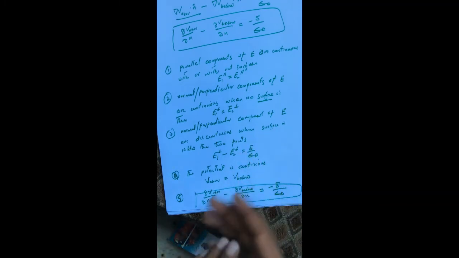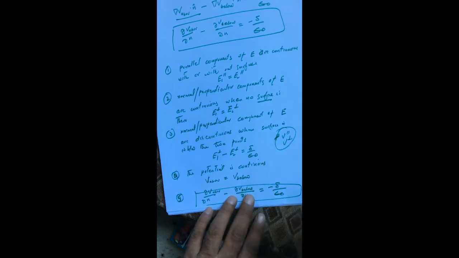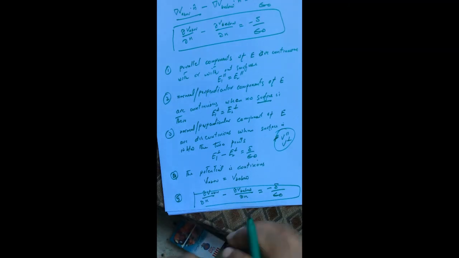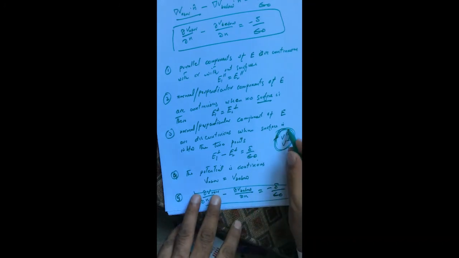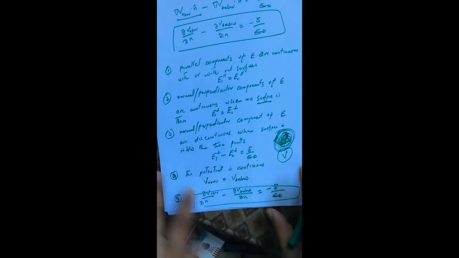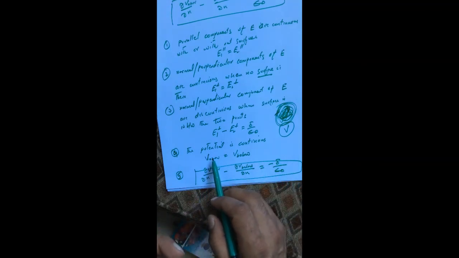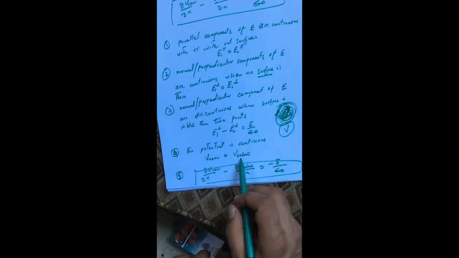Now the potential is a scalar, so we don't need to resolve it into components like V parallel or V perpendicular, because V is a scalar, so it's a number, it's not a vector. We can resolve vectors only, not scalars. So whenever we are talking about V, it means this is a number. So the potential is continuous in either case, whether we have a surface or not. So potential above the surface will be equal to potential below the surface.